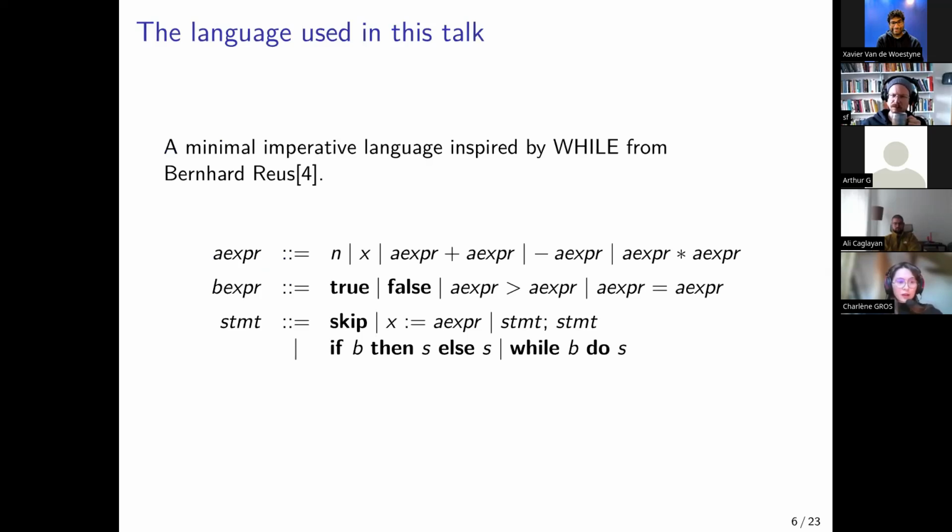Through this talk, I will use the minimal imperative language called while, which is inspired by the while language from Bernard Gros. So I have three syntactic categories in the AST: arithmetic expressions, Boolean expressions, and statements that include sequencing, assignment, if statements, and while loops. So this little language is Turing complete, so it's expressive enough to be interesting, but simple enough to analyze formally. So let's go on to our first section about what abstract interpretation is.